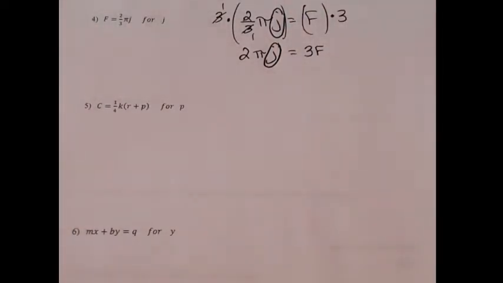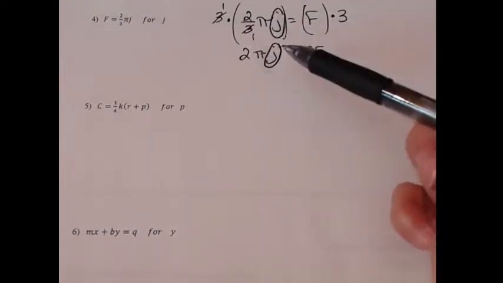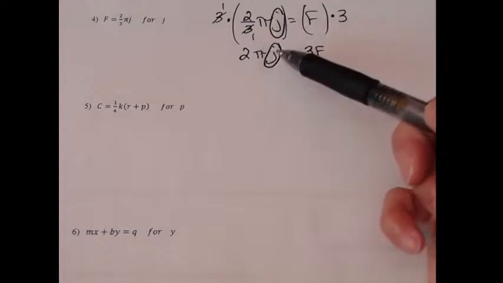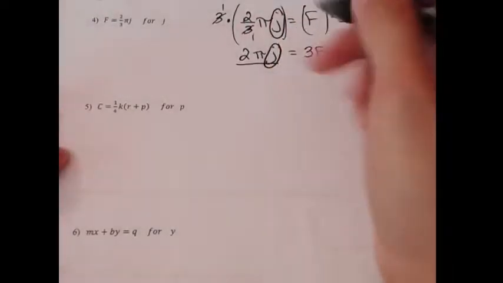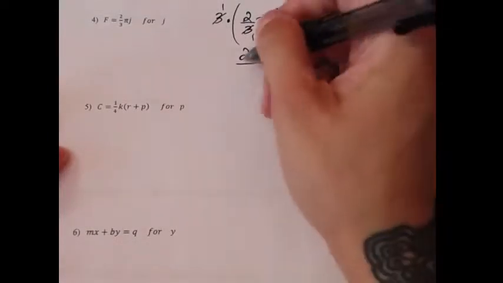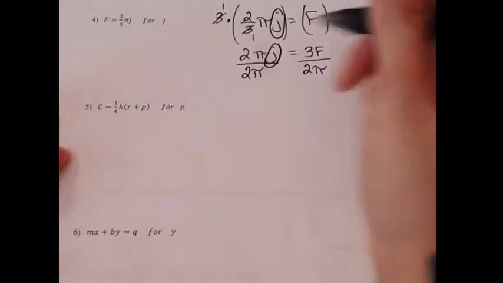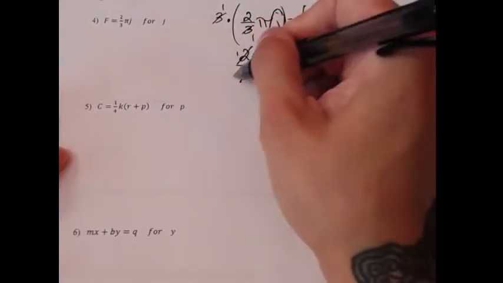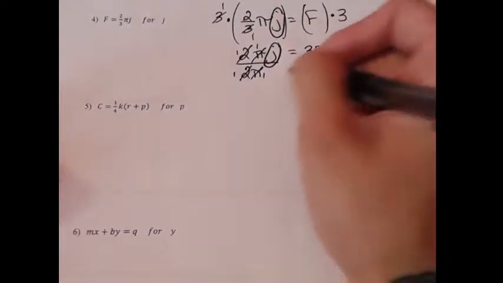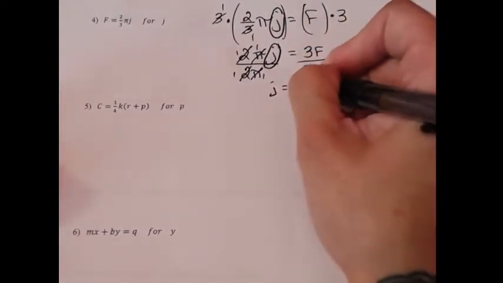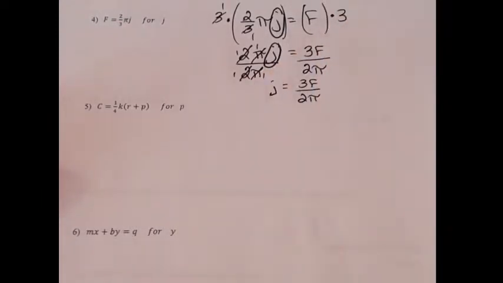Now, the really cool thing about this, everyone, is that these are all connected by multiplication. 2 times pi times j, right? Well, the opposite of times is divide. And if I want j alone, why not just divide by 2 times pi? Do that to both sides. 2 divides into 2 once, pi divides into pi once, and voila, you're left with j is equal to 3f over 2 pi. And that's your final answer.